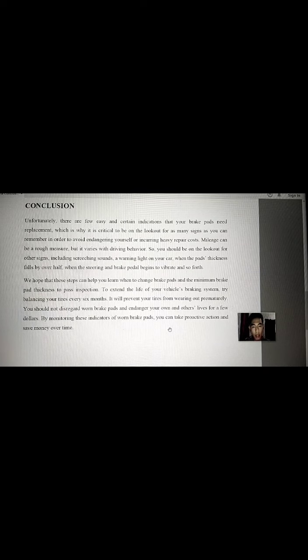To extend the life of your vehicle braking system, try balancing your tires every 6 months. It will prevent your tires from wearing out prematurely. You should not disregard the brake pad and endanger your own and other lives for a few dollars. By monitoring those indicators of the brake pad, you can take proactive action and save more money.